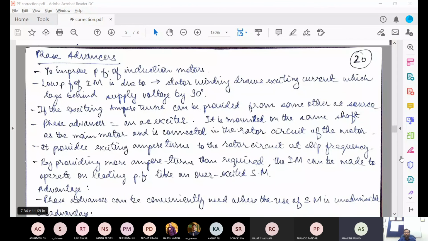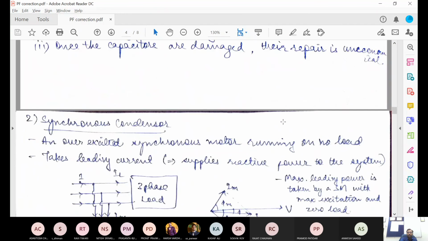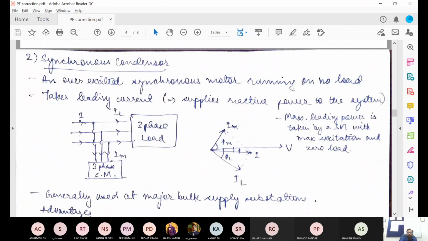Sir, in a synchronous condenser, will the resultant current always be lagging, sir? No, not necessarily, Anvesh. It's always a phasor summation. So it will depend upon the relative values of IL and IM, and also the relative phase angles. You will just have to do the vector summation each time, and it will depend on what the phase angle phi M is, what the phase angle phi L is, and what the magnitudes IM and IL are, and you do the phasor summation and you can get the actual phase angle.